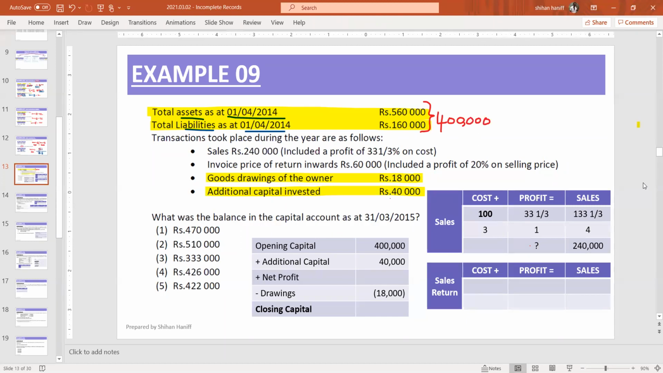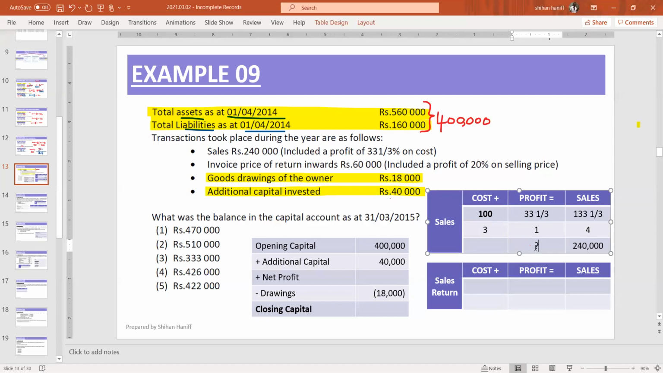Yes, it's 60,000. Right? Now you know how to calculate this. Can you all calculate the profit in the sales return? What is the profit in the sales return? Profit in the sales return.